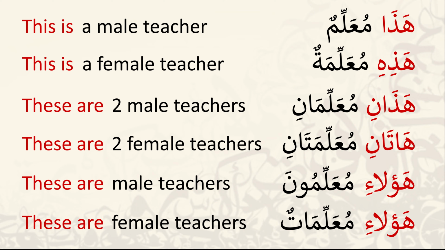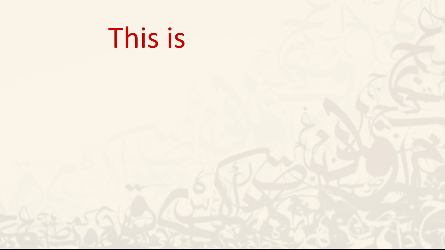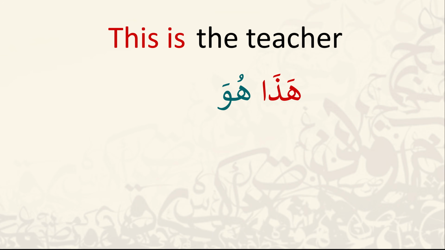In all of these examples, we are talking about indefinite nouns. A teacher, which can be any teacher, not a specific one. But what if we want to point to a specific teacher, like saying in English, this is the teacher? In Arabic, we will need to add a personal pronoun in between to be هذا هو المعلم. We will understand the benefit of adding this pronoun later.